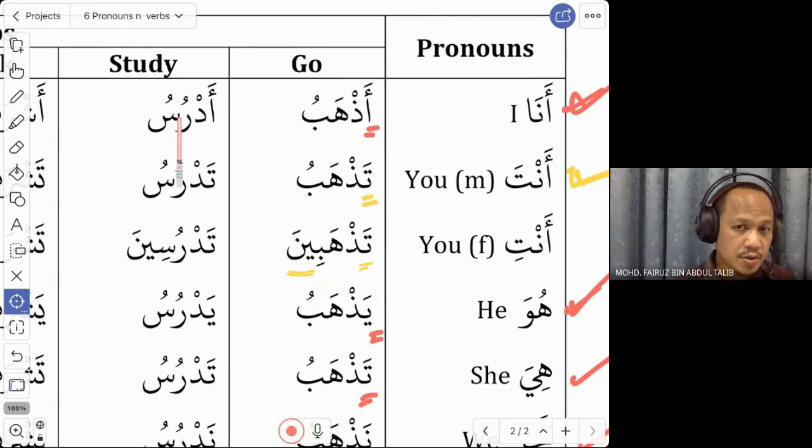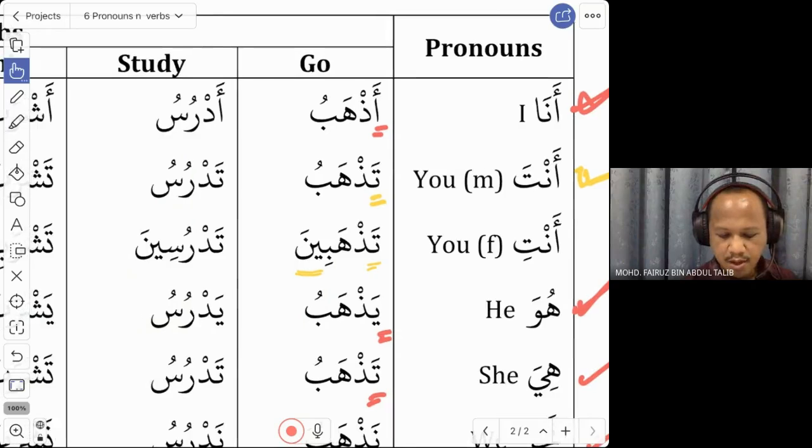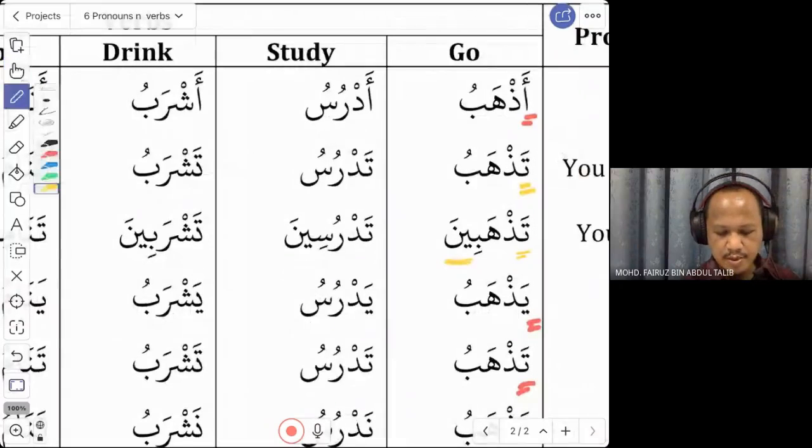For adrus, to study: I study, adrus. You study, tadrus. What about you for female? The same word, tadrus, but you add in in the end. So it becomes tadrusin. So we say, maza tadrusin? What do you study? Maza tadrusin.